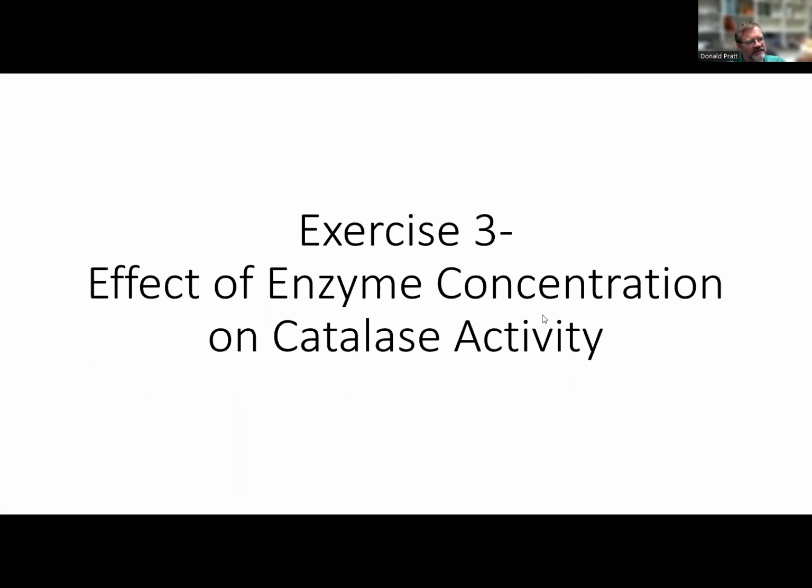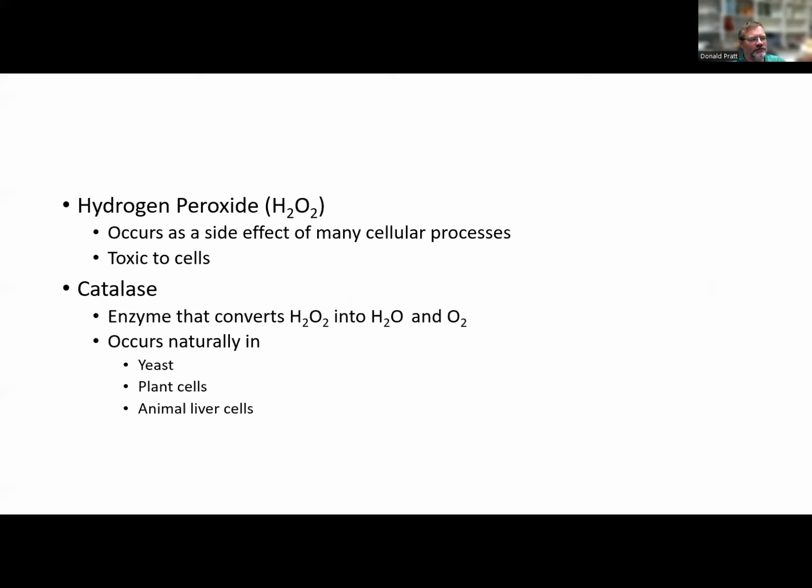All right, this is experiment number 3, or exercise 3. This is going to be the effect of enzyme concentration on catalase activity. So there are some important things we need to know about before we get started on this one. The first is we need to know what hydrogen peroxide is. H2O2 is the chemical formula, and hydrogen peroxide occurs as a side effect of many cellular processes. And so this just happens all the time.